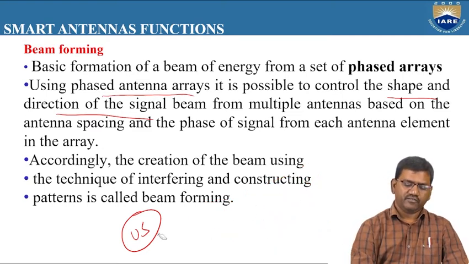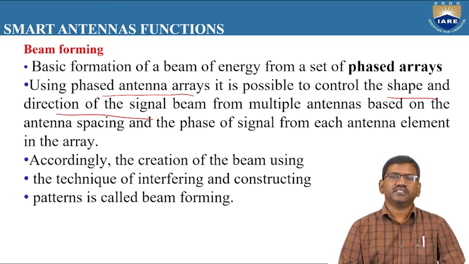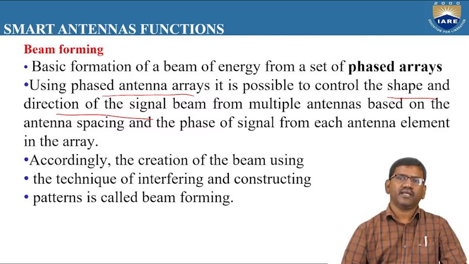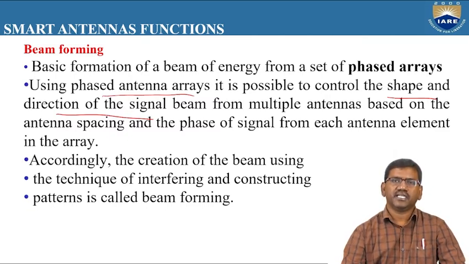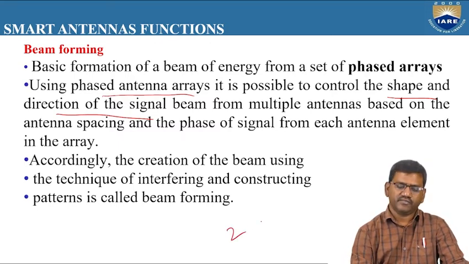So the main advantage of an array is to increase the directivity. So we can increase the directivity with not only one element. As more elements are placed in an array, more directivity can be achieved. Right? So if there are 2 elements, the distance of propagation is very less.